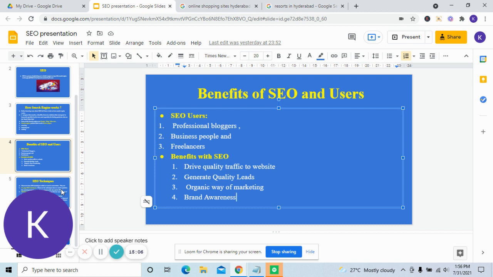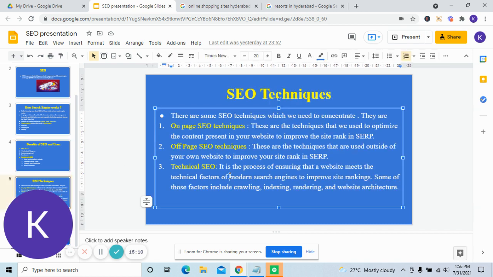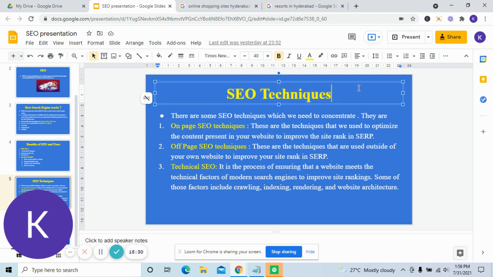And coming to SEO techniques. We spoke about brand awareness, generating quality leads, driving traffic to your website. How can we achieve all those things with SEO? What is meant by SEO? What are the SEO techniques? These are the techniques that we are going to use on your website or content so that you can drive traffic to your site, revenue, brand awareness, and generate leads. All those things can be achieved only by SEO techniques.